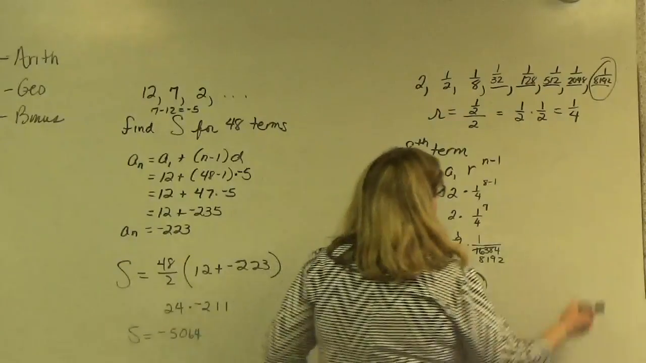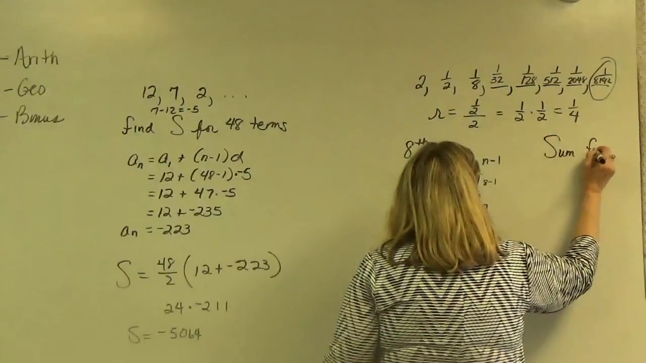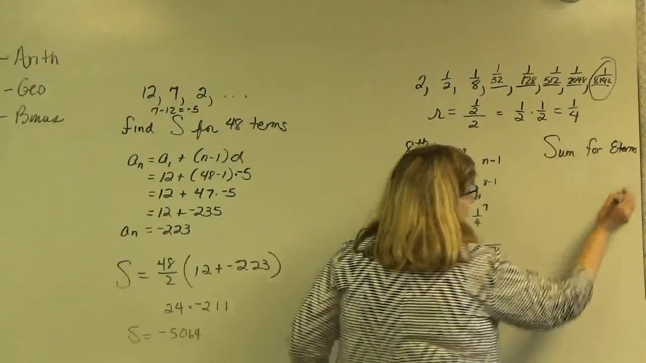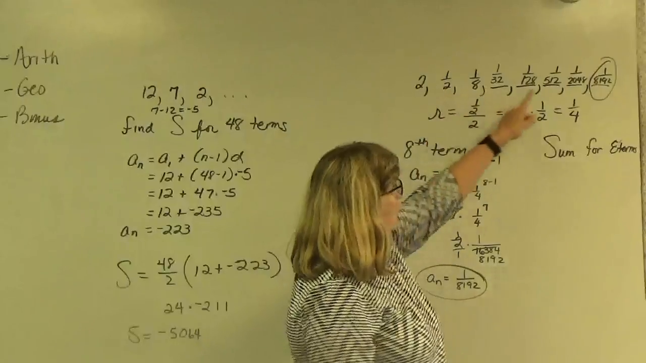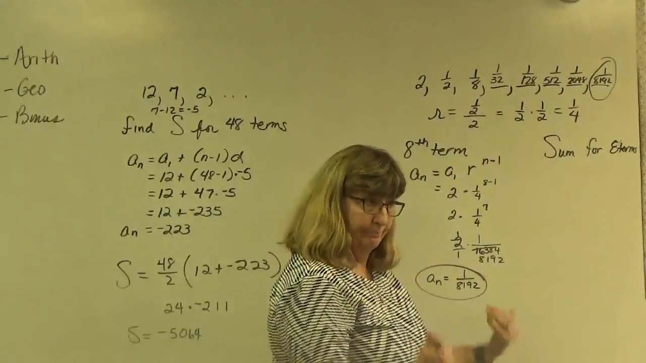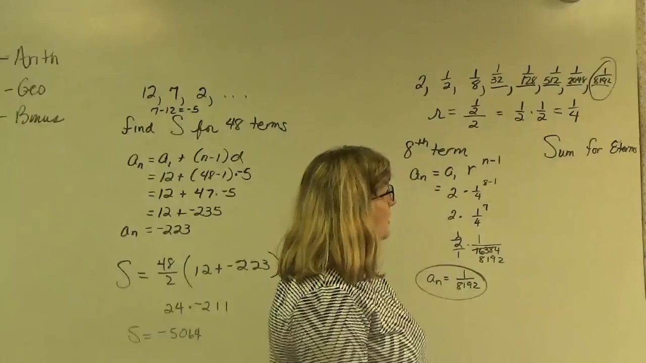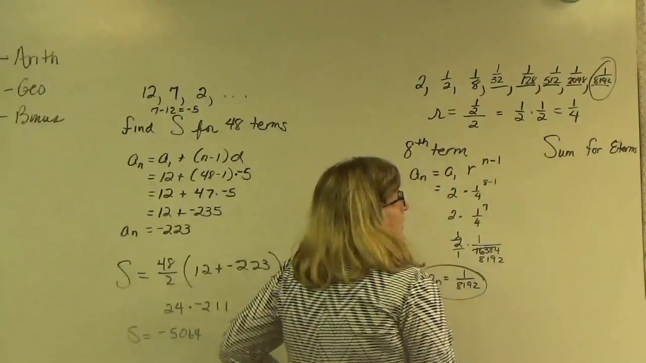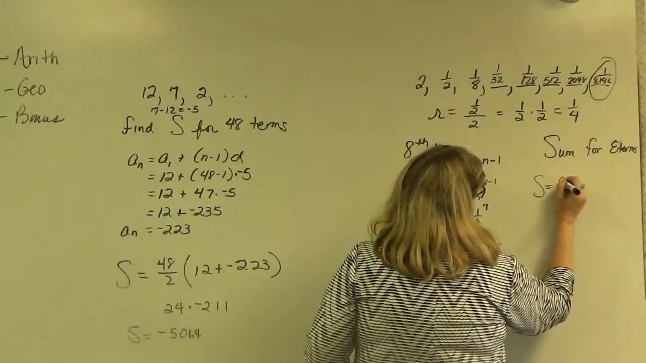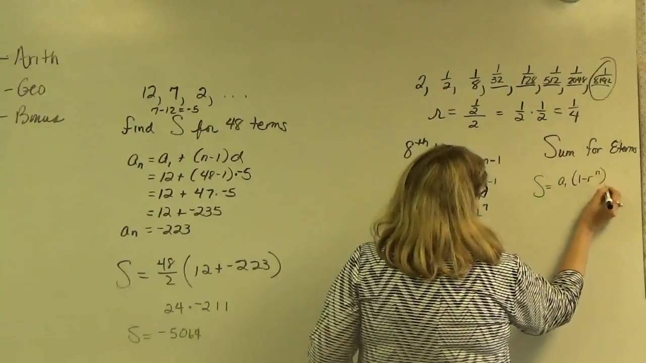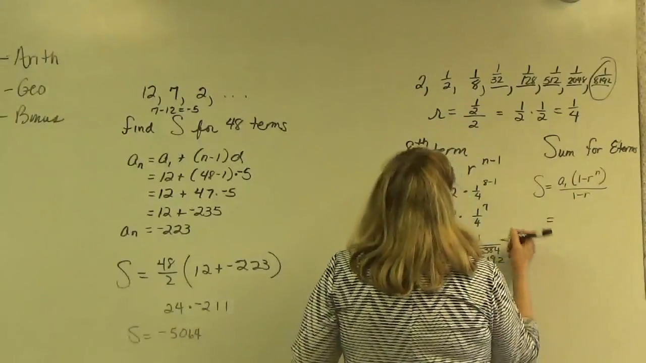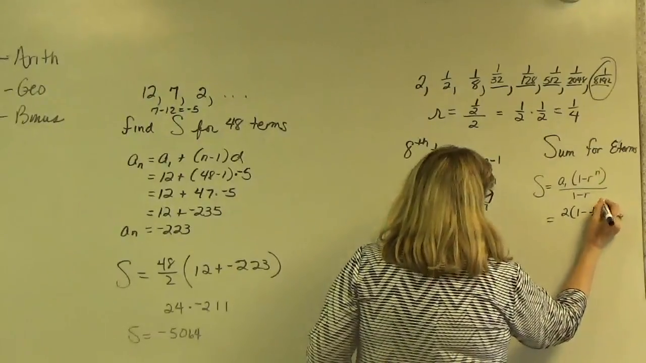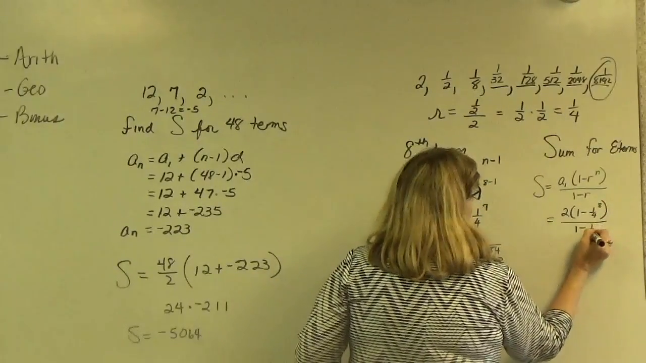Now, what if I want you to find the sum for 8 terms? Well, if you got a fractional calculator, you could just put those in there and add them, right? Or we could use the formula. If it has fractions, I'm more than likely to use the formula. That way I don't have to work with getting common denominators and adding. So the formula is the sum equals the first term times 1 minus the ratio to the nth over 1 minus the ratio. So my first term is 2. 1 minus the ratio, 1/4, raised to the 8th power, over 1 minus the ratio.